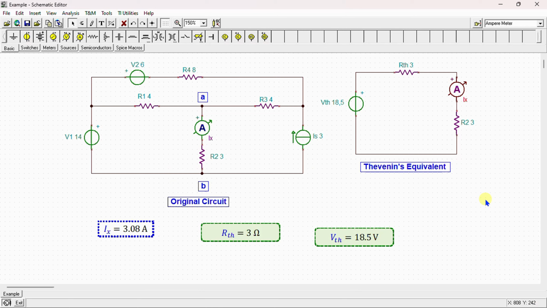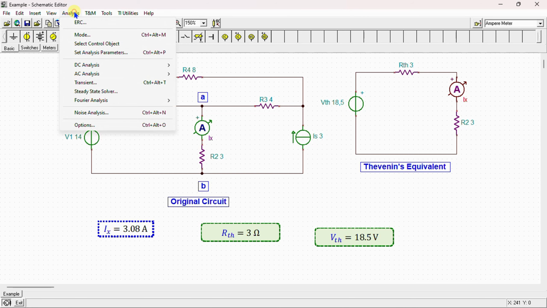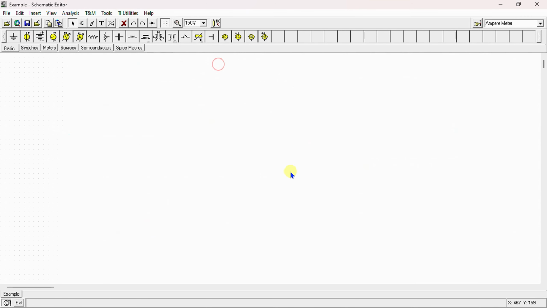Here is our network drawn in the SPICE simulator. This is the original circuit, and this is the Thevenin's equivalent circuit. I connect here an ammeter in order to measure the current IX through the resistor R2 in the original circuit, and I also connect an ammeter in order to measure the current IX through the resistor R2 in the Thevenin's equivalent circuit. Let's move on to analysis: DC analysis, calculate nodal voltage.